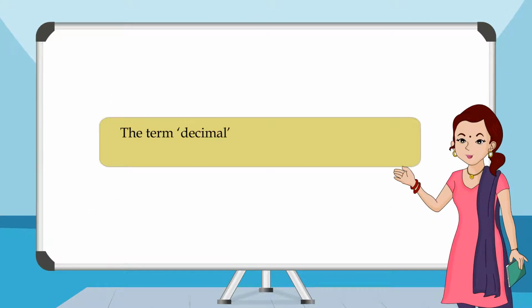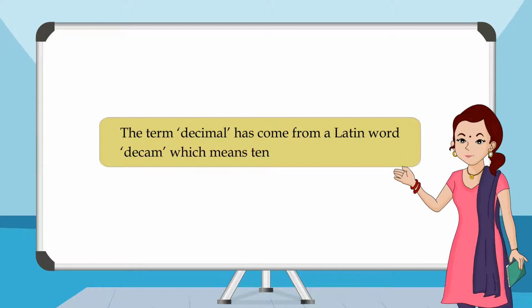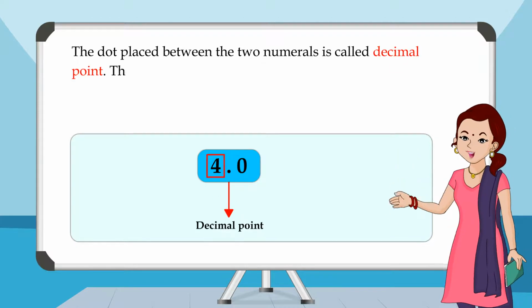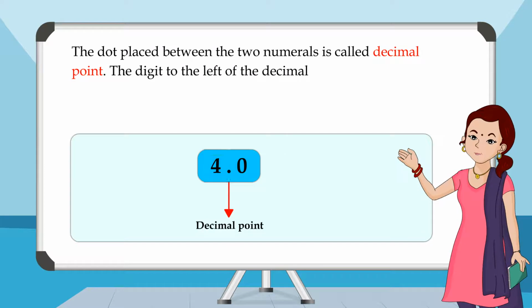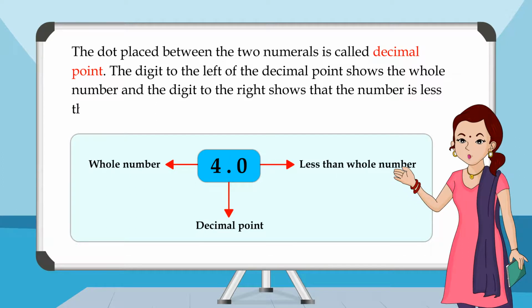The term decimal has come from a Latin word decam, which means 10. The dot placed between the two numerals is called the decimal point. The digit to the left of the decimal point shows the whole number, and the digit to the right shows that the number is less than whole.